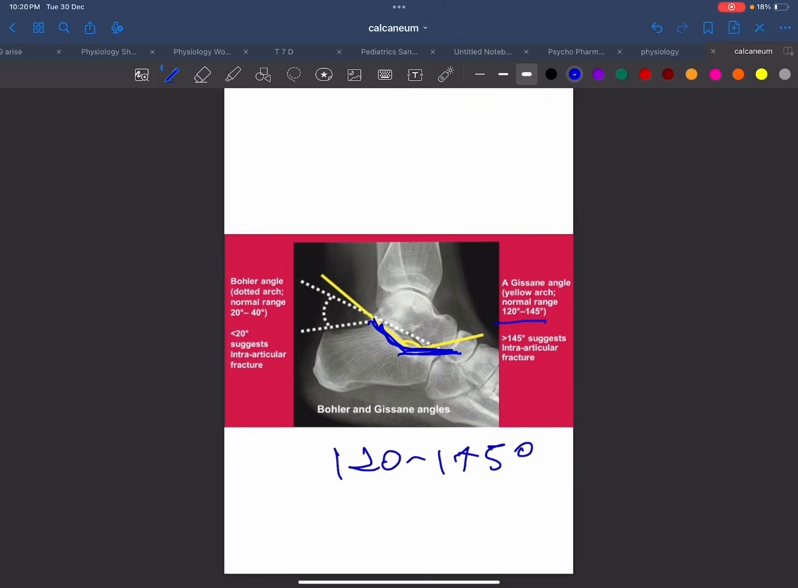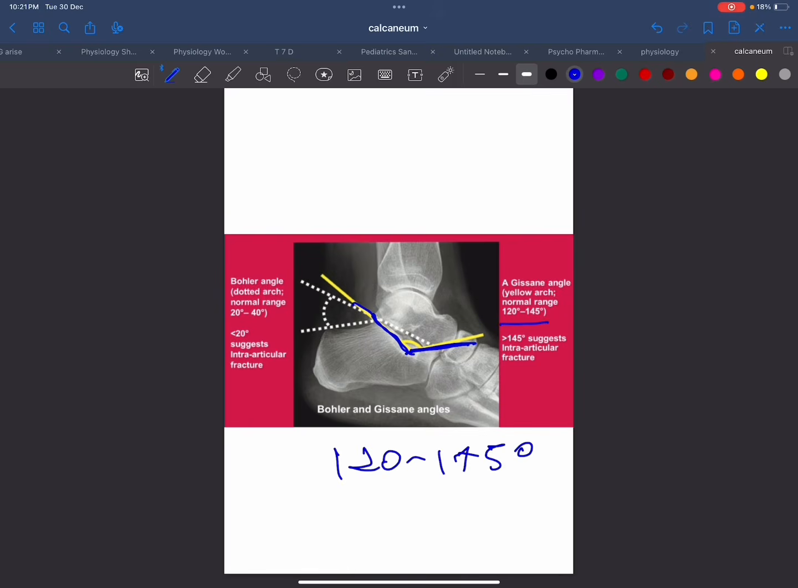First is this angle. The first line is this, the second line is this. This should be 20 to 40 degrees. I'll show it again. This is the Bohler's angle. Number one line is this, second line is this, joining these 2 points and these 2 points. This should be 20 to 40 degrees. And the second is the angle of Gissane, which is this slope angle. Simple, remember this slope angle is Gissane, which should be 120 to 145 degrees. And the Bohler's angle should be 20 to 40 degrees.